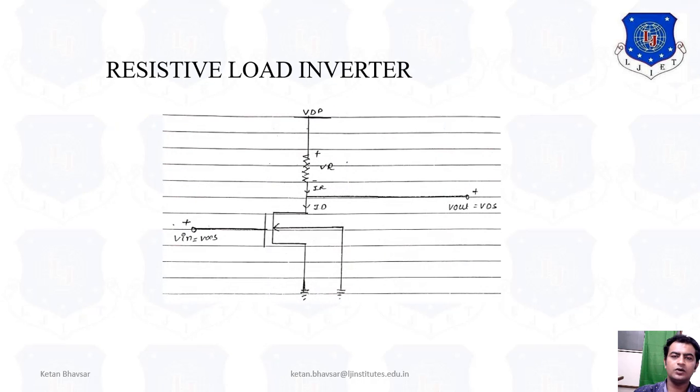Now for the resistive load inverter circuit, as you can see, instead of the PMOS we use a resistive load. IR is equal to ID, it's the drain current. Vin is equal to VGS and Vout is equal to VDS. So basically we derived a simple drain current ID equation in terms of Vin and Vout, from the application point of view, because right now we are taking an inverter as an application.